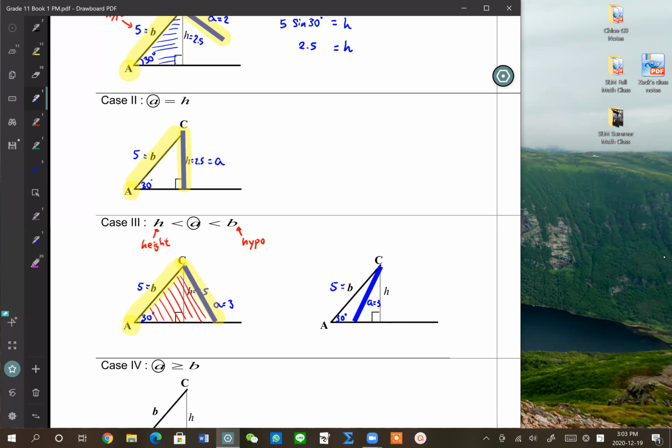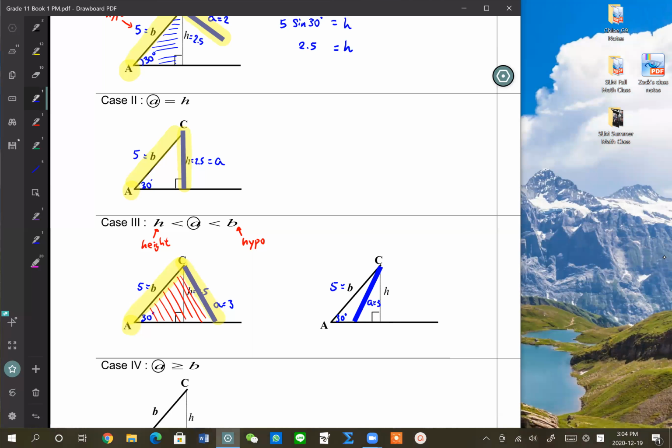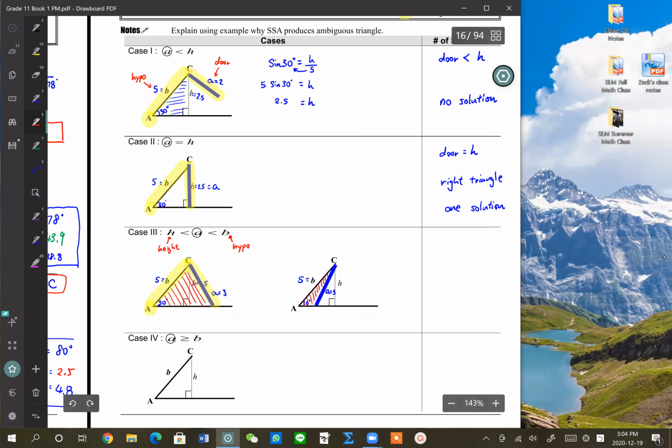Okay, so when you have these 3 measurements, when the door is between height and hypotenuse, there are 2 possibilities for the triangle. You could either get a big triangle or a smaller triangle. So that's why it's ambiguous. Sometimes you get no solution, sometimes you get 1 solution. This time you get 2 solutions. So door between the hypotenuse and the height, this one is 2 solutions.